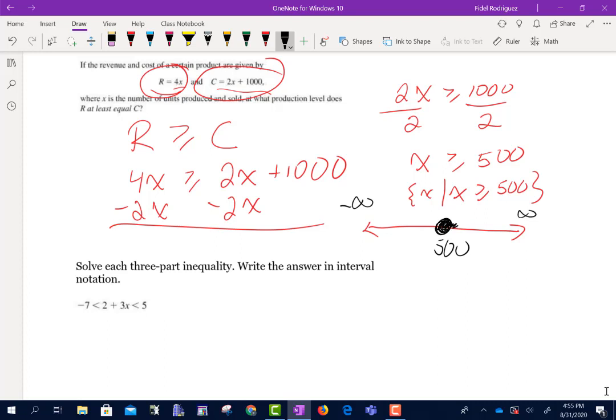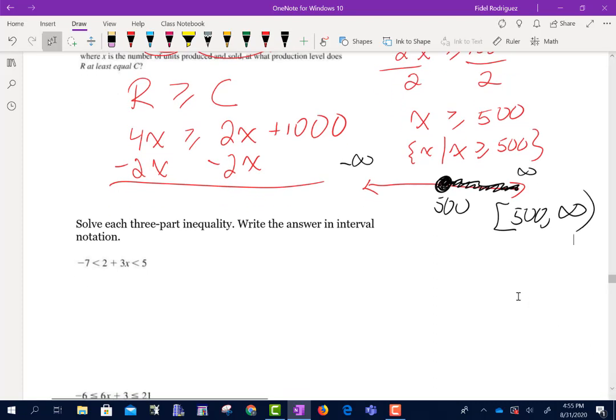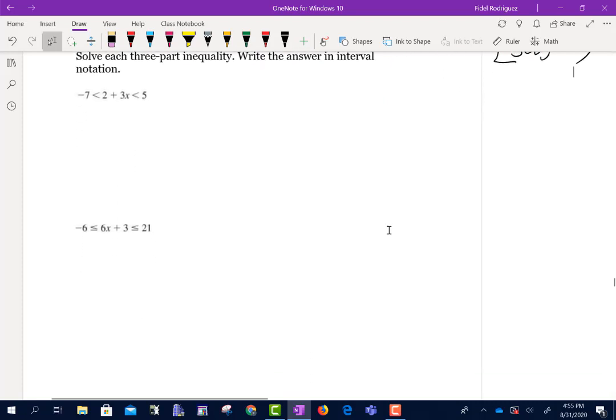Right? Here is my number line. Don't forget, negative infinity and infinity. The number I'm going to put on there is 500. That's the number that I care about. And it goes like this because it's bigger than or equal to. And then my interval notation is from 500 all the way to infinity, right? Very good.